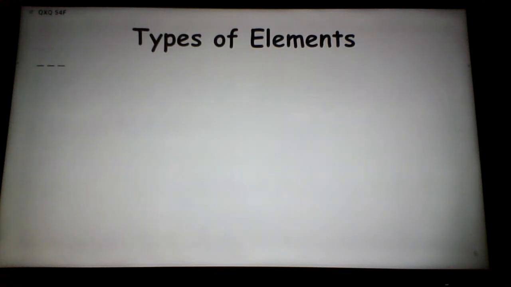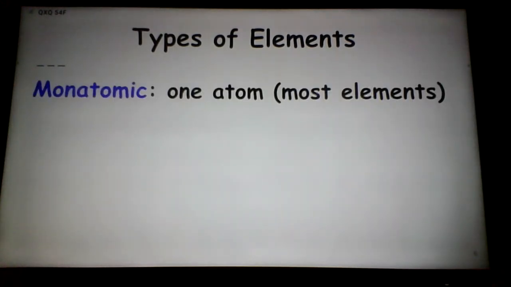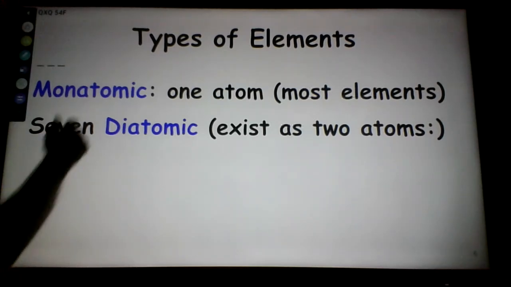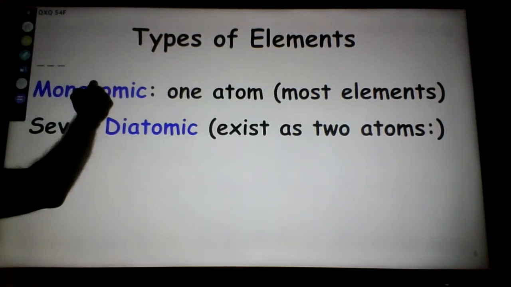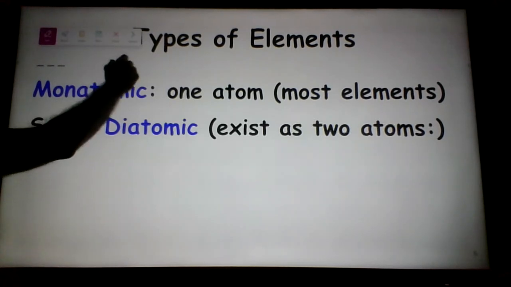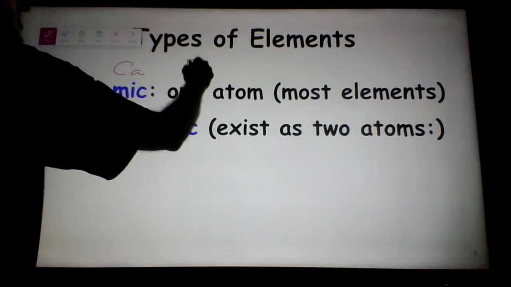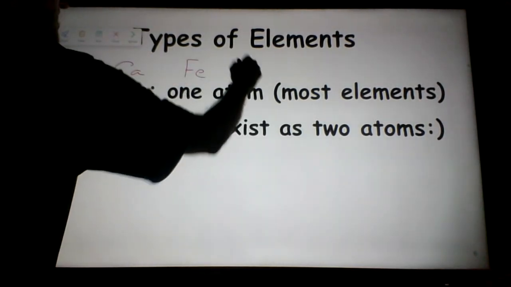Ready? The word monatomic means one atom. This means this atom can exist by itself, and that's going to be most of the elements, such as sodium, potassium, calcium, scandium, vanadium. You can see those that will exist as a single atom. So that just means that we're going to have something like calcium that we can write as just the symbol Ca, or iron as just the symbol Fe, or even potassium.